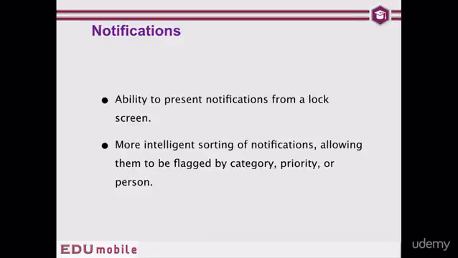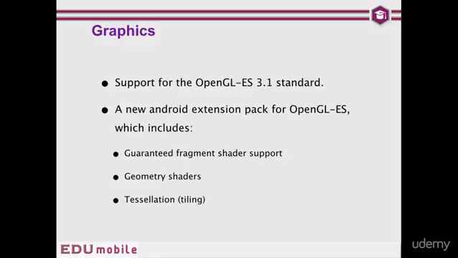Some changes to notifications include the ability to present notifications from a lock screen, which is useful when, for example, we want an activity to present a notification while the user screen is locked. There's also some more intelligent sorting and classification of notifications. For instance, we can allow them to be flagged by category or priority, or even the person that should be receiving the notifications. And we can have a list of people that should receive those notifications or not.